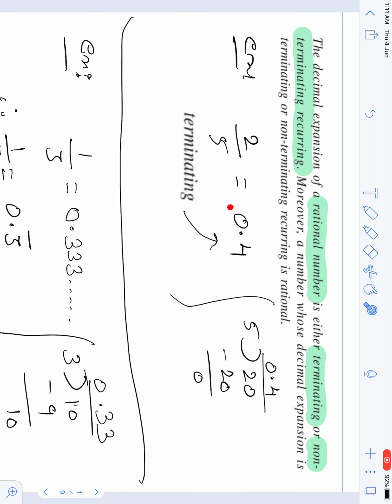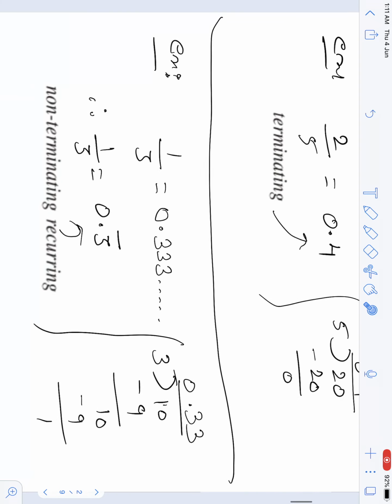our answer is 0.4, that is, we get the remainder 0. And we have considered that whenever we get remainder 0, the decimal expansion of the number is terminating. Then let us consider another one. Now 1 upon 3. When we divide 1 by 3, our answer is 0.333 and so on.